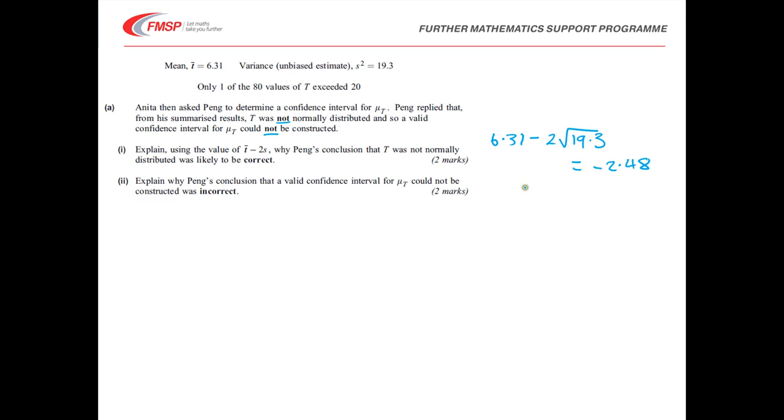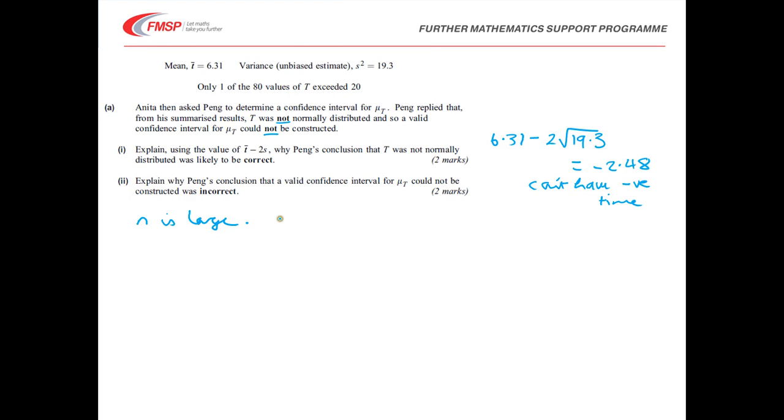Well, you can't have negative time. And that's what we're claiming here, because this is a statistic that's about a confidence interval. So we can't have negative time, so that's why it can't really be normally distributed, because this value doesn't really exist. Explain why Peng's conclusion that a valid confidence interval could not be constructed was incorrect. Well, here n is large, and as long as n is large, we can always create a confidence interval. So we've got some indication that that's going to be the case.